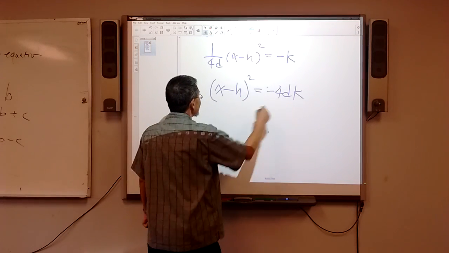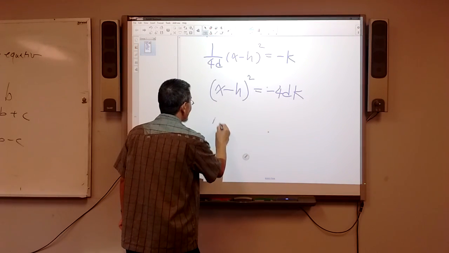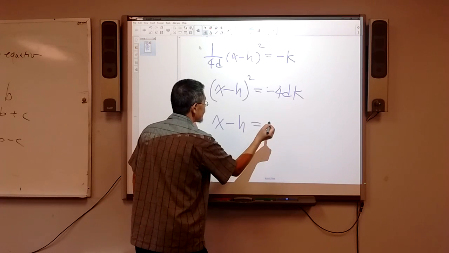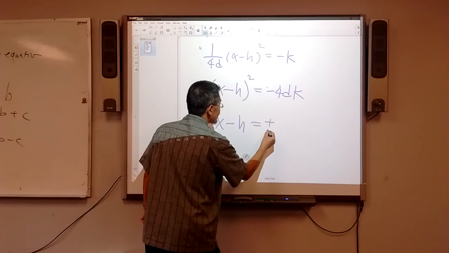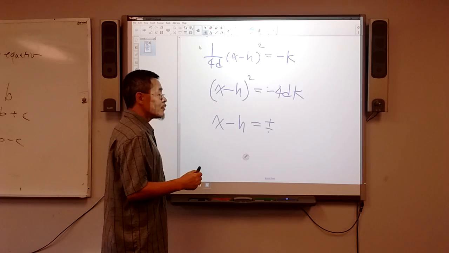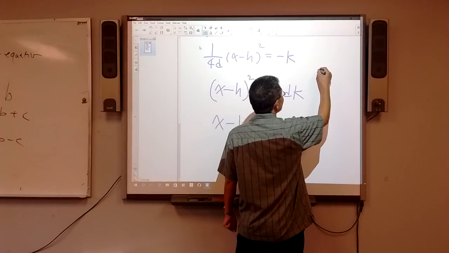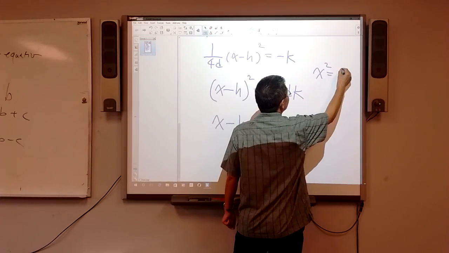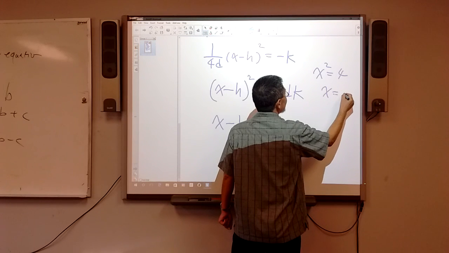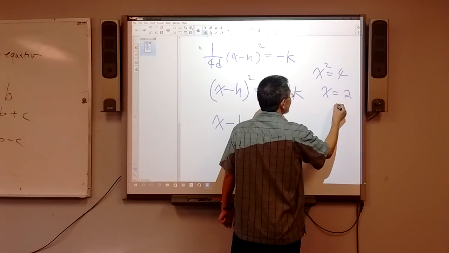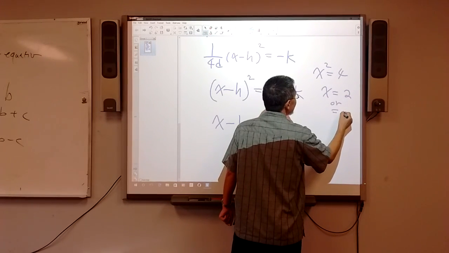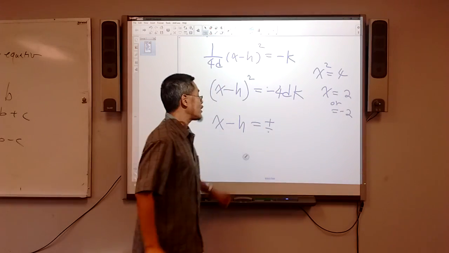So all we do now is take the square root. Once we do the square root, we should have what? Plus minus, right? There are 2 possibilities, because if we have something like x squared is equal to 4, then x could be 2 or negative 2, right? So we have plus minus. That's where it comes from, right?